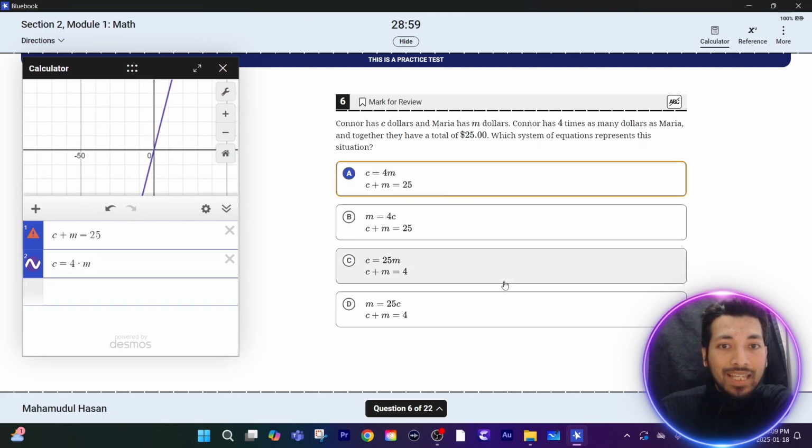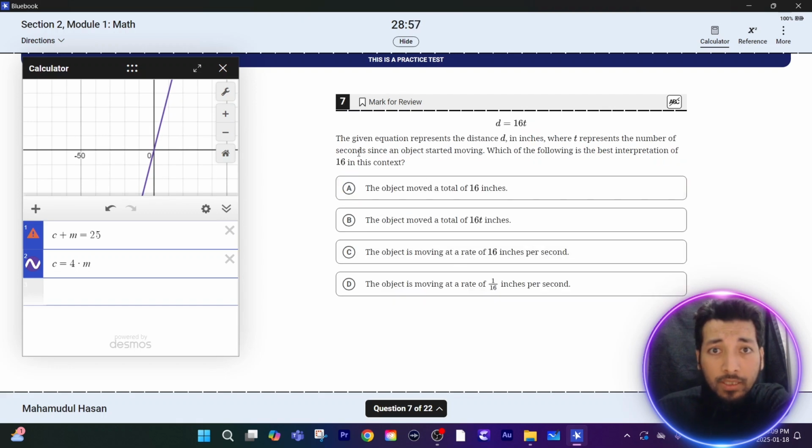So the option is A. Perfect. Let's look at number 7. It says D is equal to 16t. The given equation represents the distance D in inches, where the t represents the number of seconds since an object started moving. Which of the following is the best representation of 16 in this context?